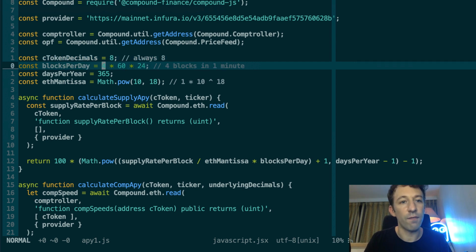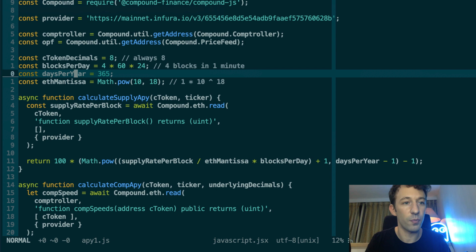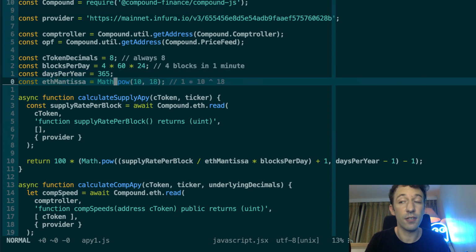Then here, the number of blocks per day. On average, there are 4 blocks in 1 minute because 1 block is 15 seconds. So times the number of minutes, times the number of hours, you get the number of blocks in a day, and the number of days per year. Then ETH Mantissa, this is basically 10 to the power 18. This is used to interpret some results of the smart contract of Compound.